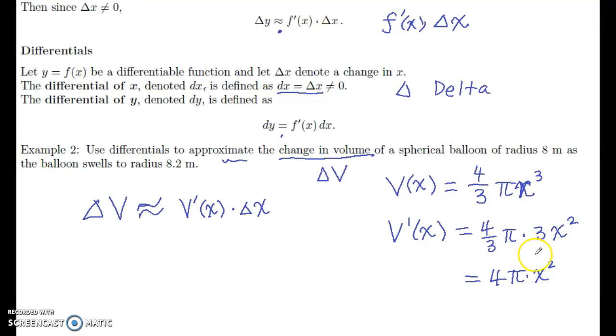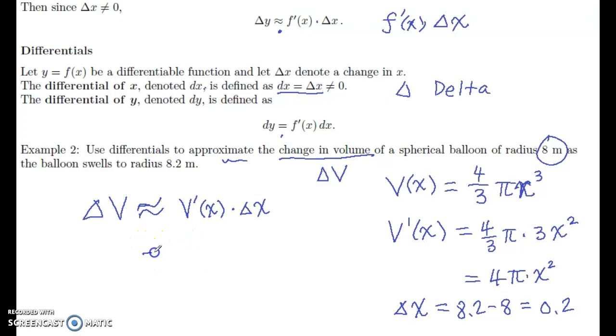Now what is x in this case? x is 8 meters. But then what is the change in x? Well, the change in x is from 8 meters to 8.2 meters. So what is the change? 8.2 subtract 8 is 0.2 meters.